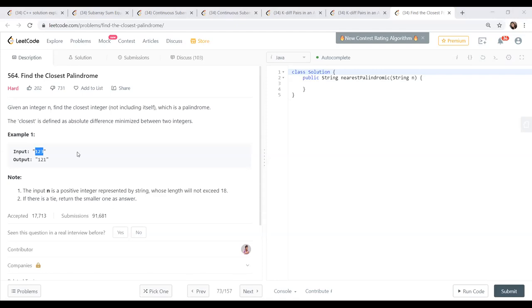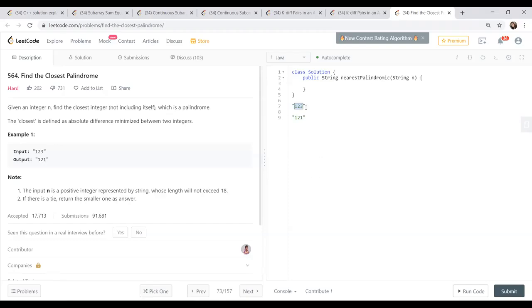So if the input is 123, the output should be 121. That's the closest palindrome, as closest is defined as the absolute difference minimized between two integers. So we have given 123, let's take it as a string, and we need to find a palindrome which is closest to that number. 121 is a palindrome, and its difference from 123 is just 2. So 121 is the closest palindrome to 123.